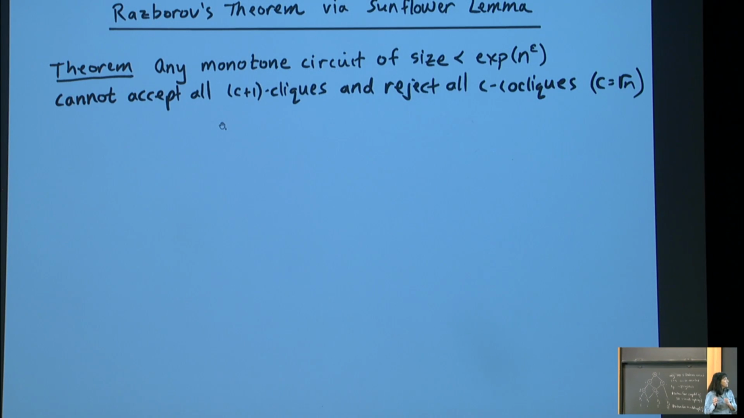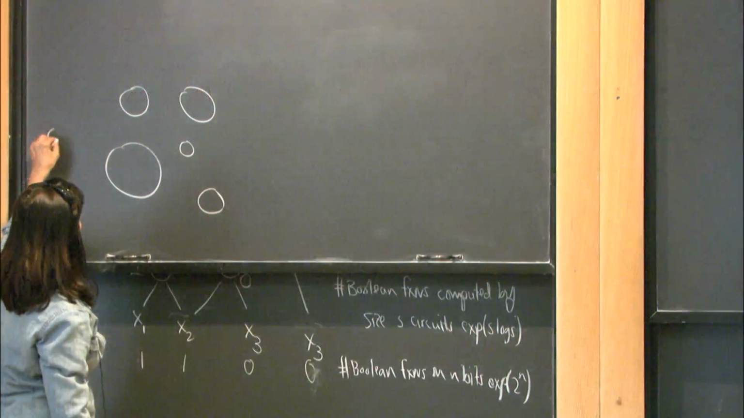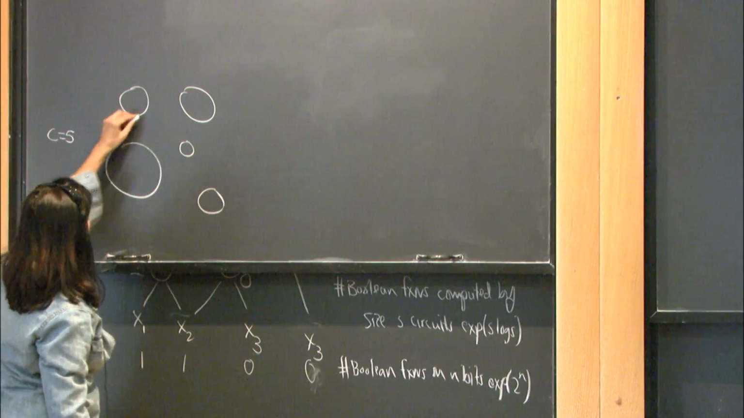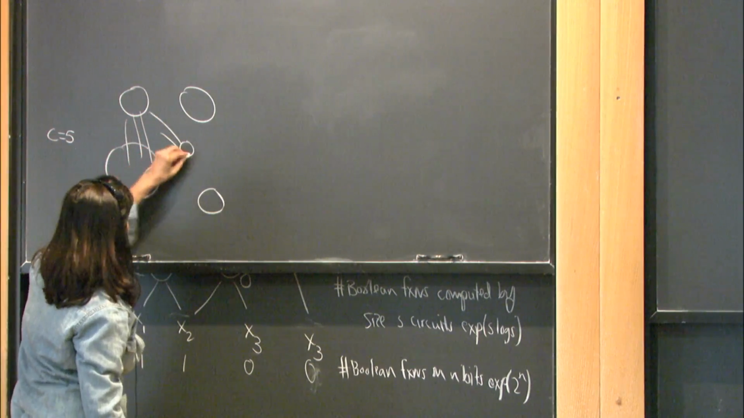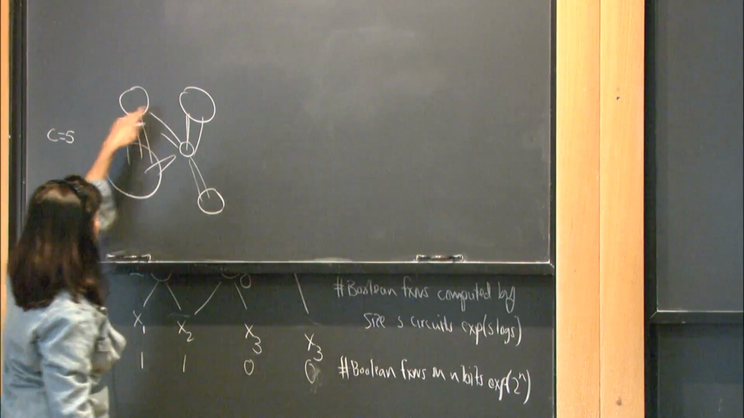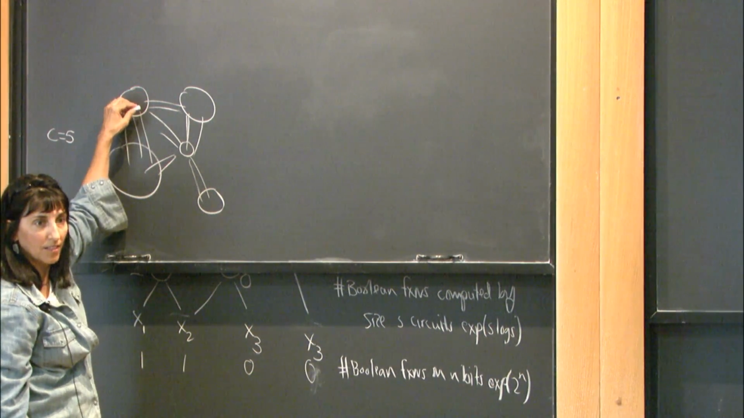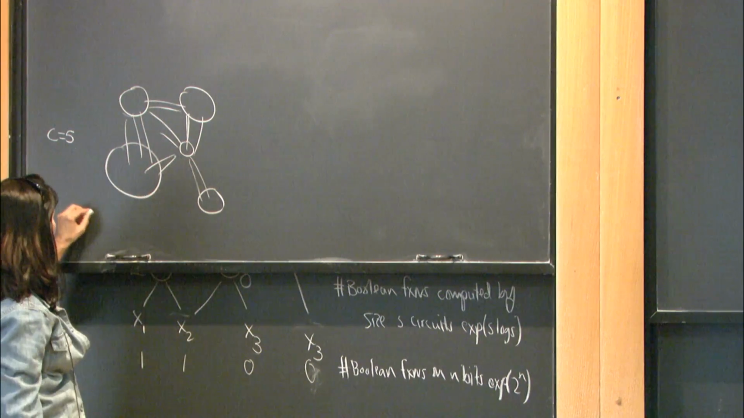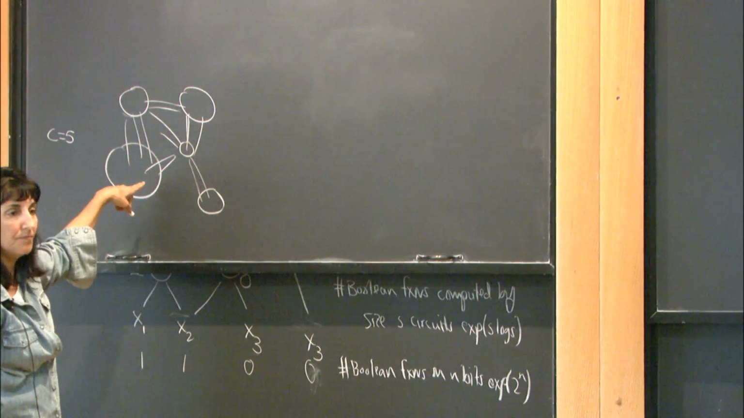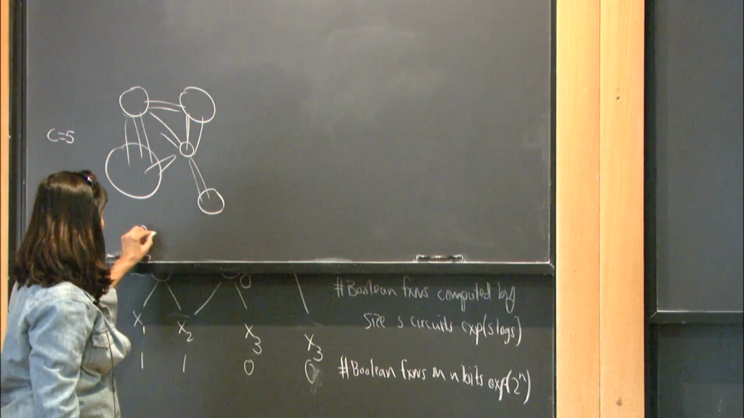And the no instances will be graphs that are called C co-cliques. So they'll look like this. A C co-clique is a partition of the universe into C pieces. Here C is 5. And then you have all the edges between any two pieces, so you can think of it as a coloring. Within a color class, there are no edges. So it's pretty clear that this does not have a C plus 1 clique. So these are going to be the 0 instances.